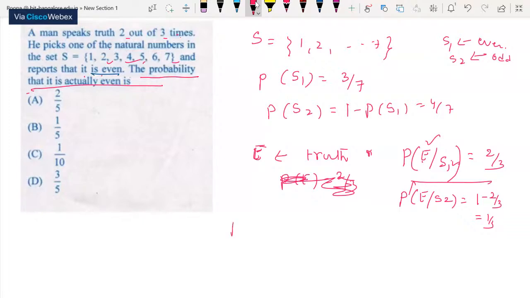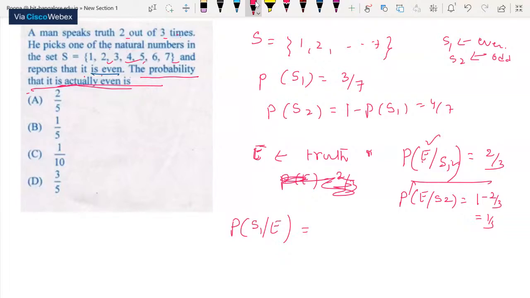It means he speaks the truth first, and then he observes whether the number is even or odd. If you want to count it, first you have to speak the truth. Speaking the truth comes first. The probability that it is actually even is secondary. Once he speaks the truth, that truth is actually even. So that is the probability of S1 given E.